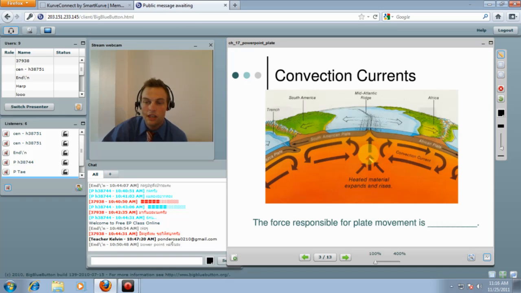Then you have this heated material that's expanding and rising and forming new continental crust over here. So you can think about this as the main driving force for the movement of plate tectonics.